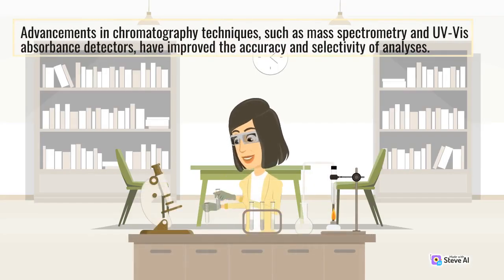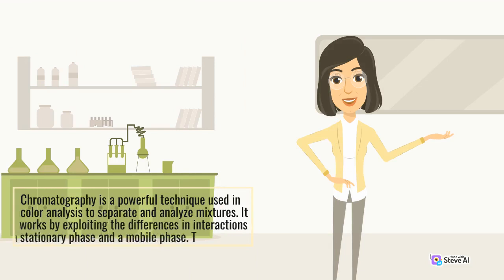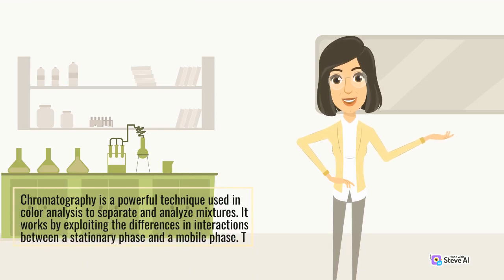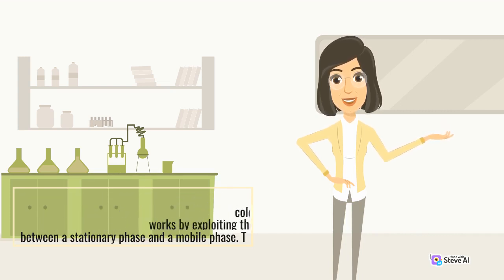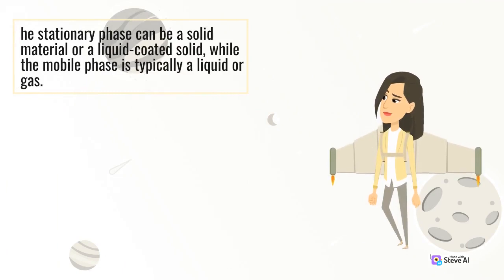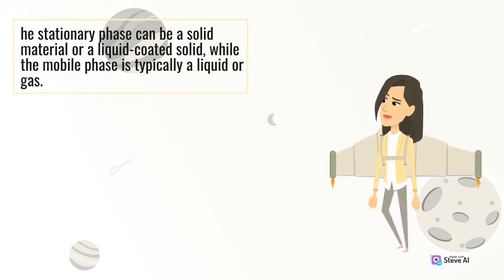Advancements in chromatography techniques, such as mass spectrometry and UV vis absorbance detectors, have improved the accuracy and selectivity of analyses. Chromatography is a powerful technique used in color analysis to separate and analyze mixtures. It works by exploiting the differences in interactions between a stationary phase and a mobile phase. The stationary phase can be a solid material or a liquid-coated solid, while the mobile phase is typically a liquid or gas.